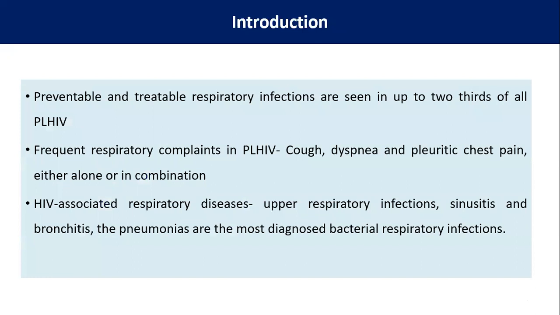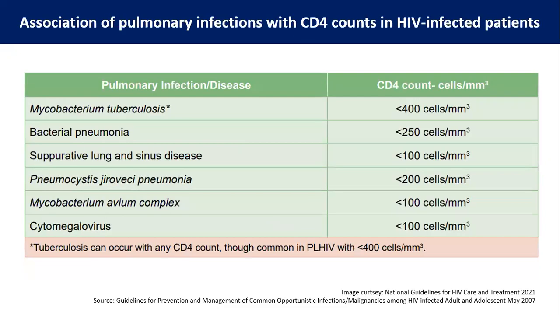So, two-thirds of all HIV patients can have treatable respiratory infections, and frequent respiratory complaints in PLHIV include cough, dyspnea, pleuritic chest pain, either alone or in combination. HIV-associated respiratory diseases can be upper respiratory tract infections like sinusitis, bronchitis, and lower respiratory tract infections like pneumonias.